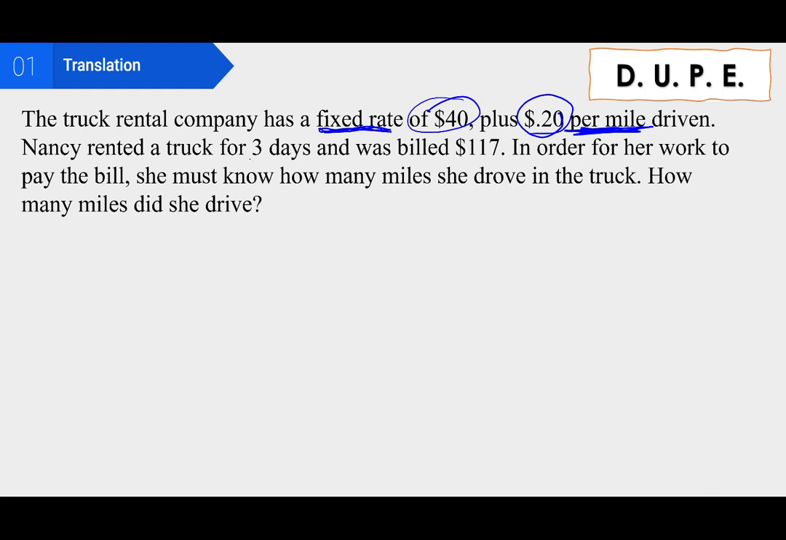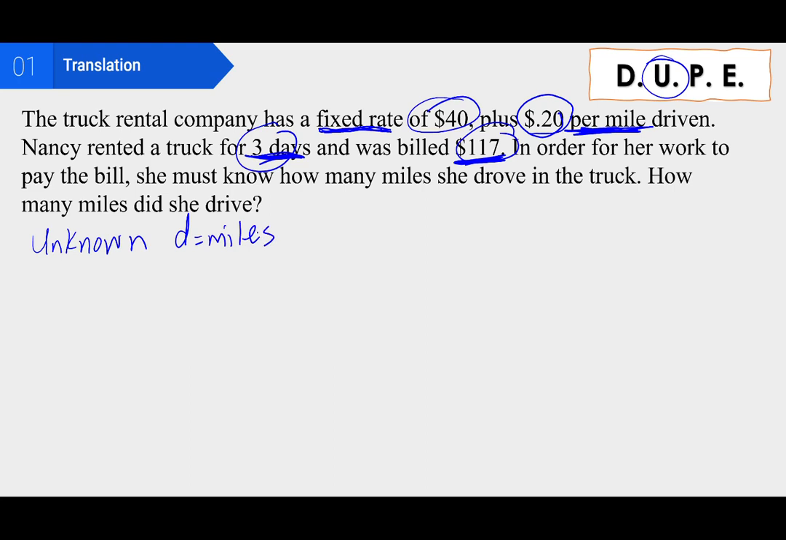Nancy rented a truck for 3 days and was billed a total of 117. So I'm just underlining some of the numbers we've got here. 117. In order for her work to pay the bill, she also has to know how many miles she's driven in the truck. Okay, how many miles did she drive? So here's our data. Our unknown is the miles. Okay, let's give it a variable name. So I'm going to say D for distance. You could also use M for miles.